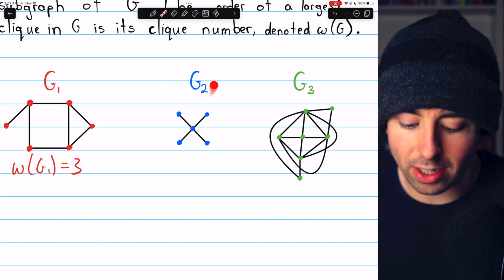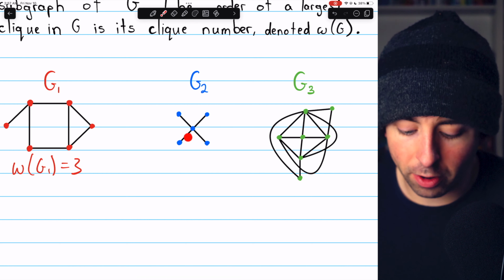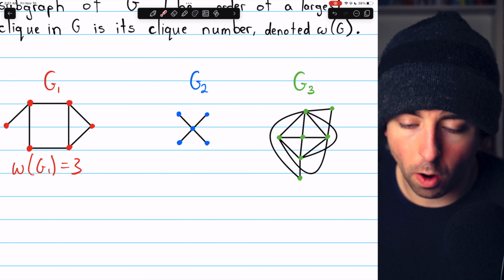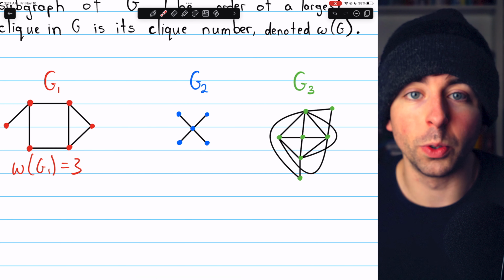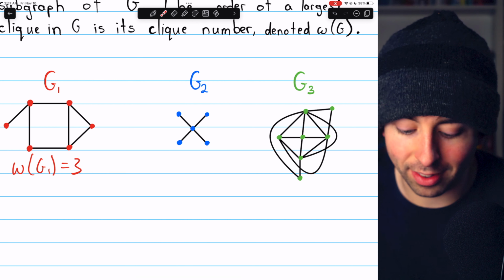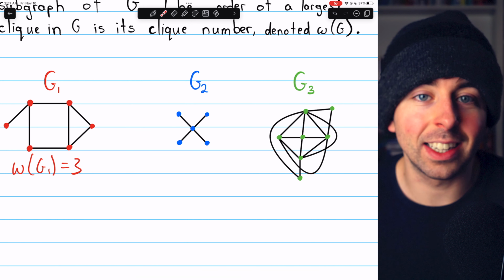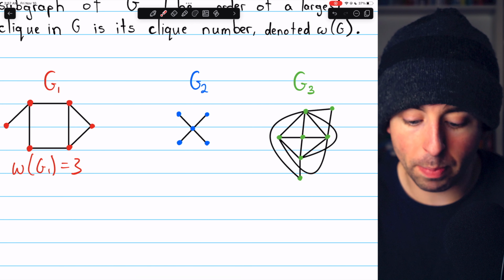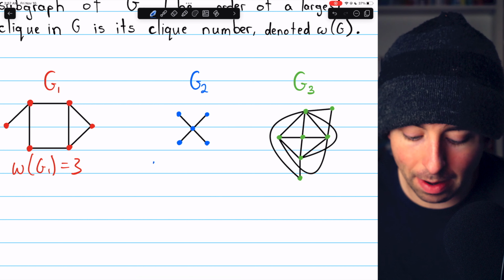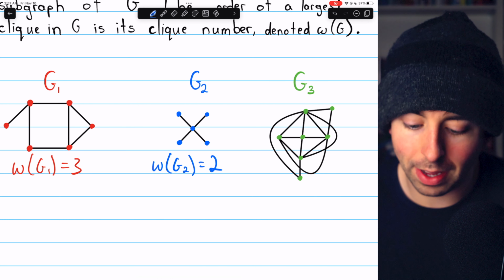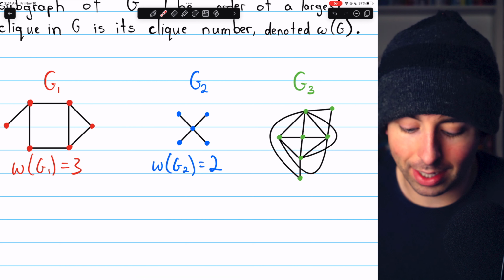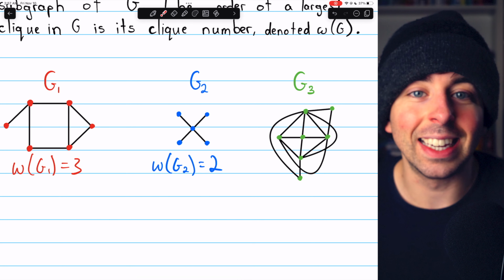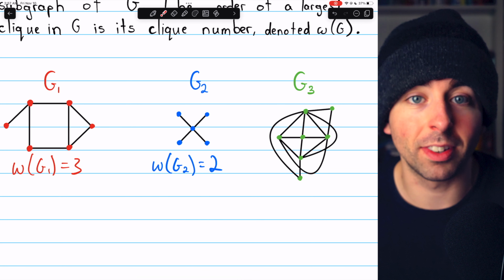So what about G2? In this graph, the largest cliques we have all are of order 2. Just each edge with its end vertices is a clique of order 2. There's no bigger clique, and so the clique number of G2 is 2. That's the order of a largest clique. And as we can see, they're certainly not unique in this graph. There are 4 such cliques.